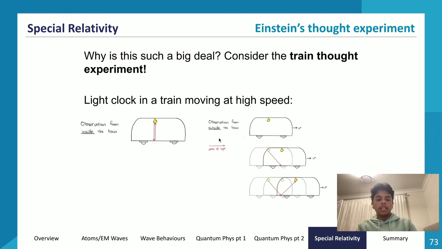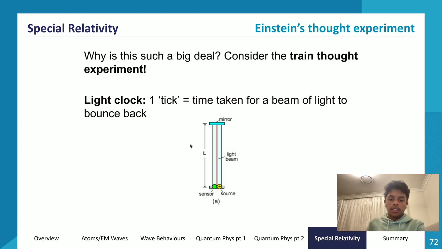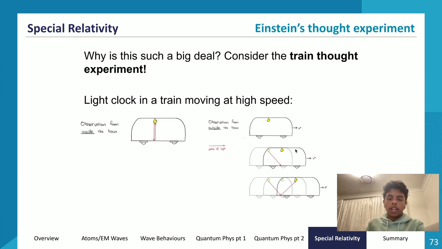So now let's place this light clock in a train moving at a high speed, right? So what does this mean for us? Well, if I'm looking at it from inside the train, then I see it as just like this, right? I see it going up and then coming back down. So 2 straight lines. What if now I am looking at it from outside the train?